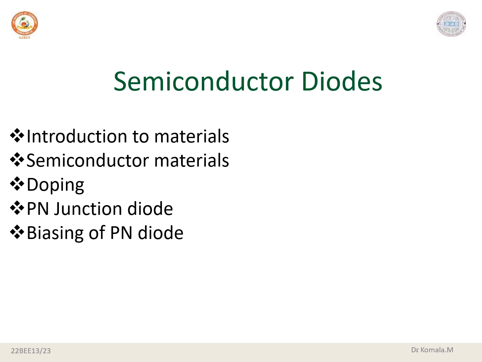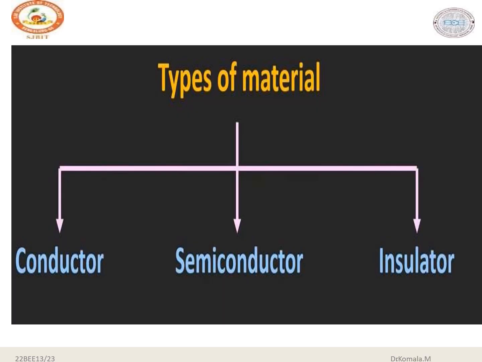So first of all, before gaining knowledge about the p-n junction diode, we need to know what are the different types of materials that are available to frame a p-n junction diode. In the earlier days, you learned about semiconductor physics at your PUC level, where we came to know that the basic materials are classified depending upon the conduction of electricity. The types of materials are classified into three.